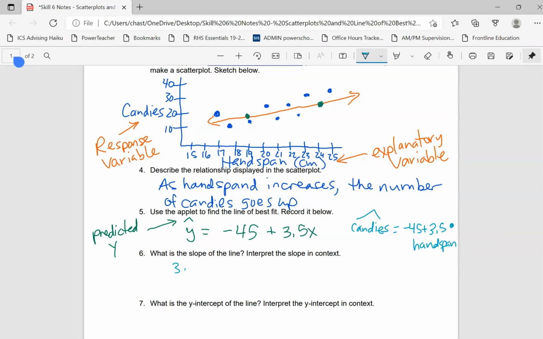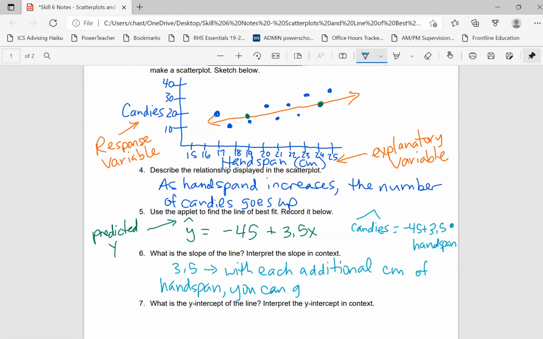Well, it'd be 3.5, and what that means is with each additional centimeter of hand span, you can grab 3.5 more candies. Okay?